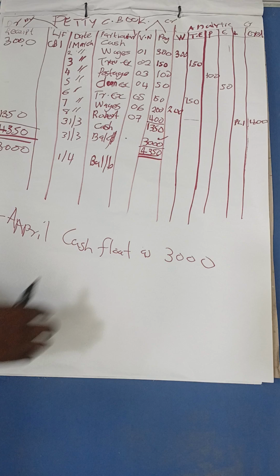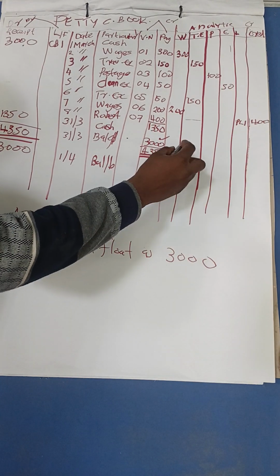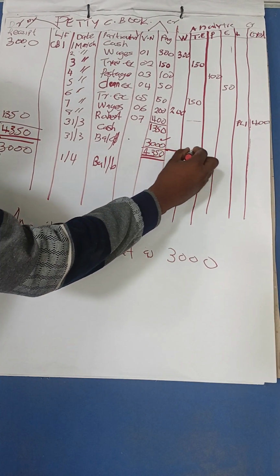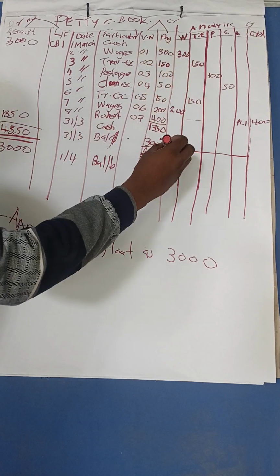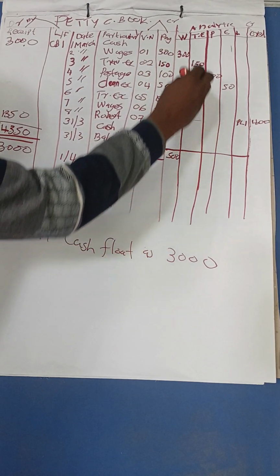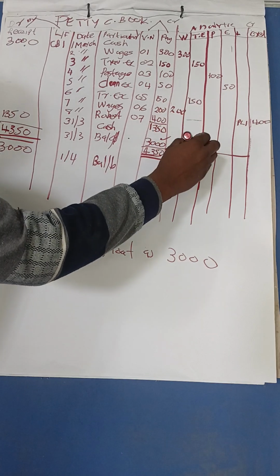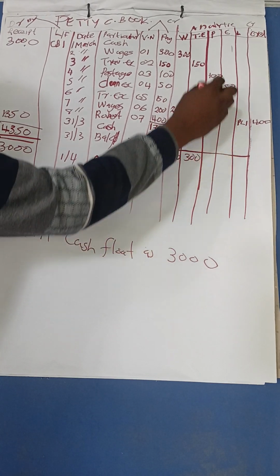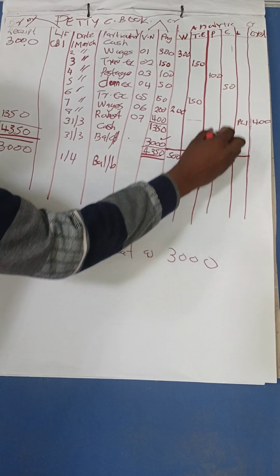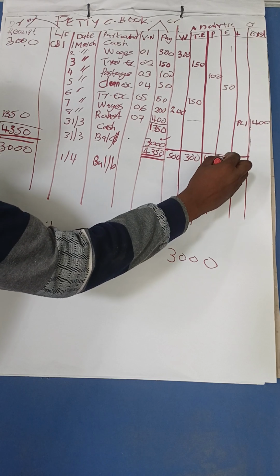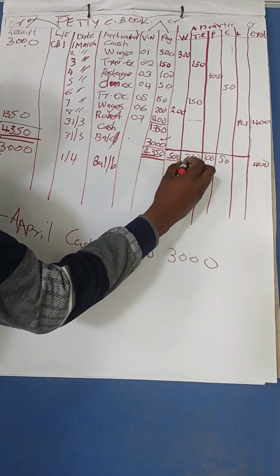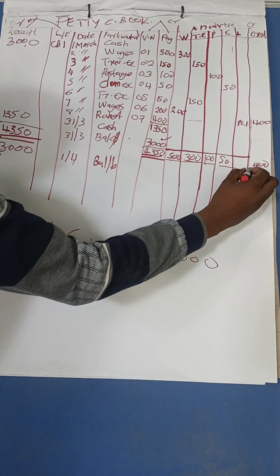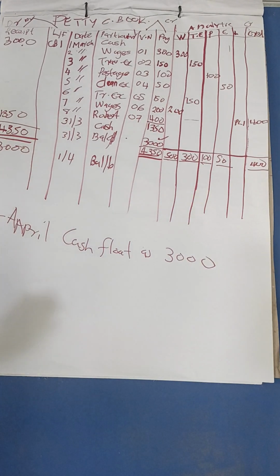Good. Under analytical columns, what you'll do, you just total. Like wages, under wages, you'll total here, you'll have 500. Here you'll have 300. Here you'll have 100. Here you'll have 50. Then here you'll have 400. So this one, you just get the totals and you are done.